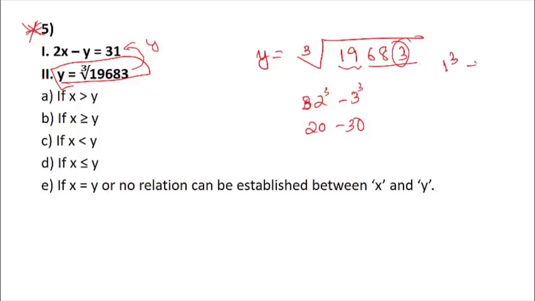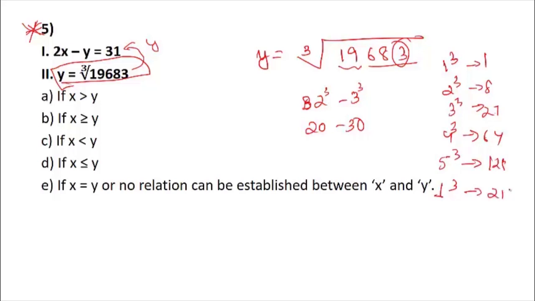If you know, 1 cube is 1, 2 cube is 8, 3 cube is 27, 4 cube is 64, 5 cube is 125, 6 cube is 216, 7 cube is 343. So what you have to do is add 7 to the smaller, that is 27. So your value of y would be 27. We have got the value of y.